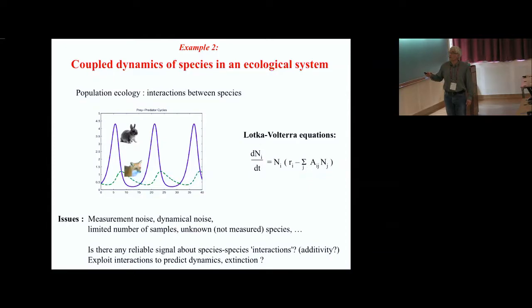And there are many questions you can ask, for instance, whether this kind of model is good, whether you have some additivity. So if you have three different populations and you measure the interaction two by two, then you can measure the coefficients, but now you can put the three species together in interaction. You will have to see whether the model you obtain is still good, or do you have three-body interaction, this kind of question.